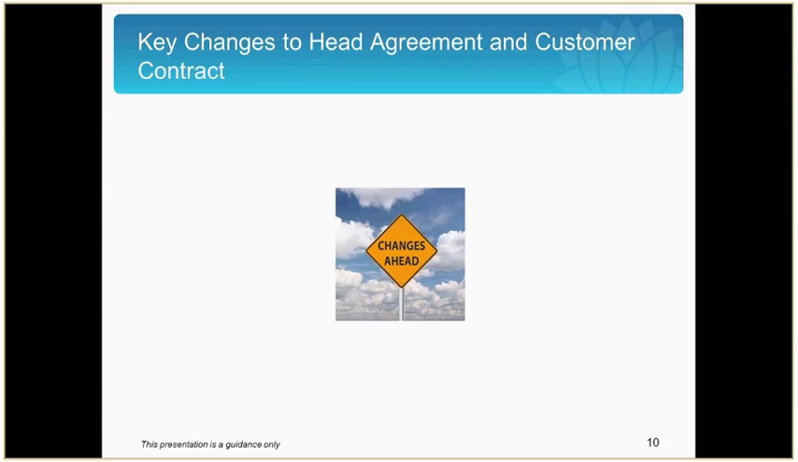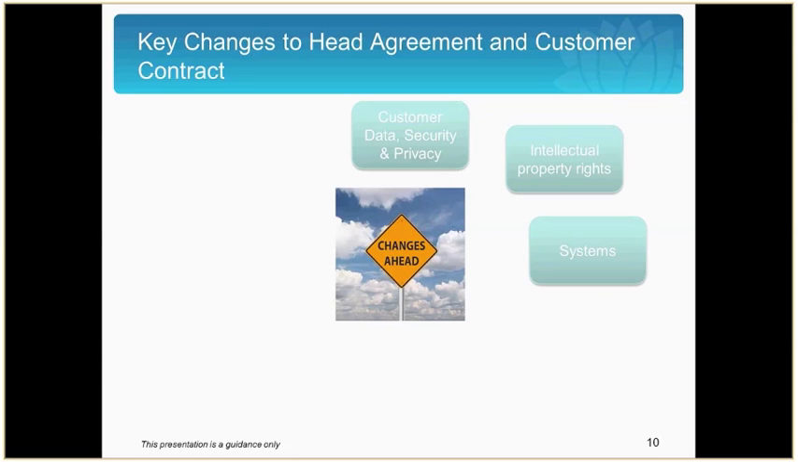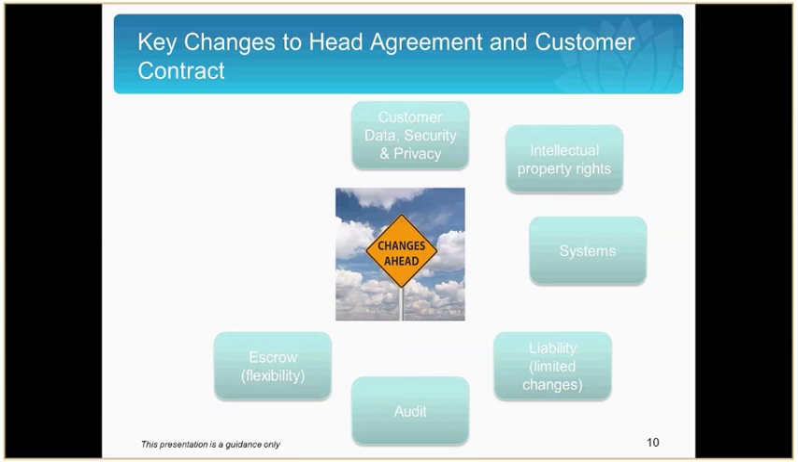So the key changes to the head agreement and customer contract include revised provisions concerning customer data, security and privacy, as well as intellectual property rights, systems, liability, though only limited changes, audit, escrow to introduce some flexibility, termination for convenience, and GIPA and government information sharing.